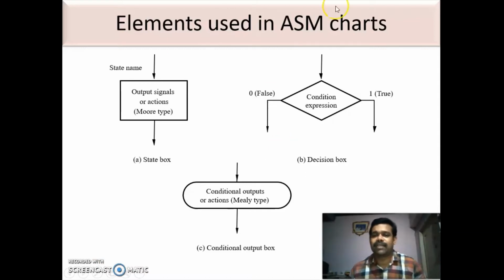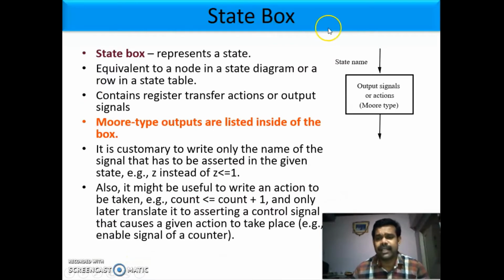Now, the elements of ASM chart. Already I have told you that it is having three elements. One is state box, second one decision box, and the third one conditional box. These three are the elements of ASM chart. This is state box, and the second one decision box, and the third one conditional box. Now we will see these three elements in detail.